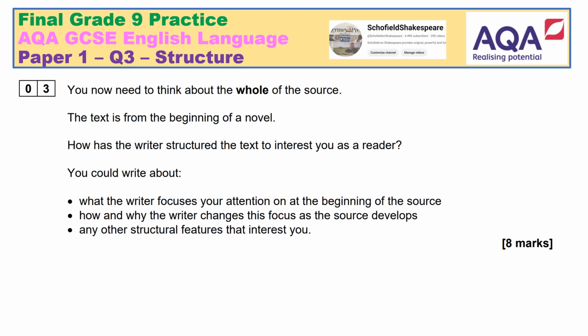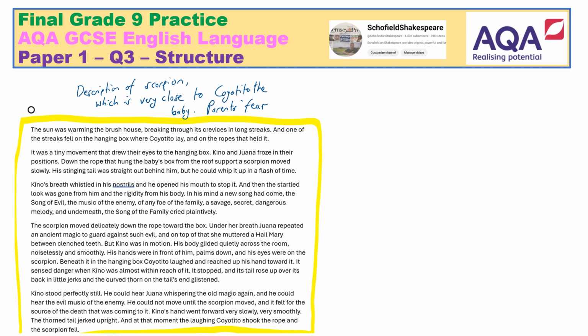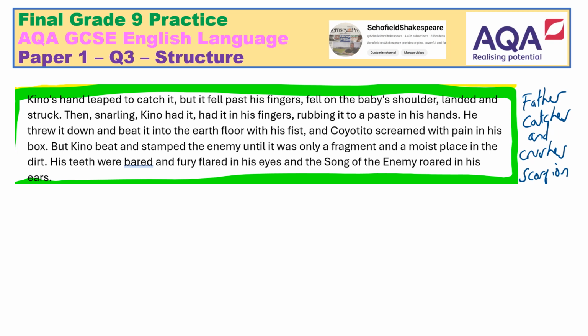When thinking about structure, it can be helpful to think about how the text develops and how the text changes focus over time. With this particular text, there are 4 distinct sections. First, there is the discovery and description of the scorpion, which is perilously close to Coyotito, the baby. Next, there is a short, frantic section in which the scorpion stings the baby before the father catches it and crushes it to death.